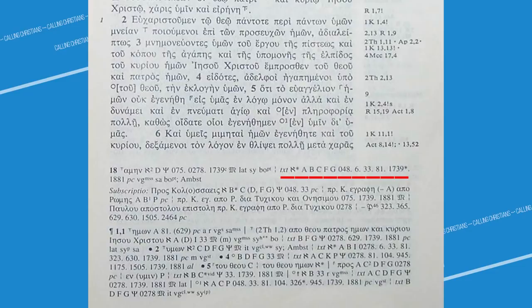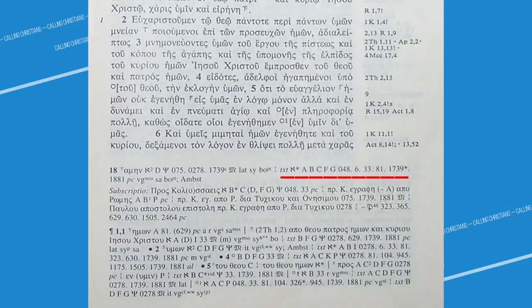That's the letter Aleph that you see there. Then the letter A, which stands for Codex Alexandrinus. Then you have the letter B, which stands for Codex Vaticanus. You have the letter C, which stands for Codex Ephraemi Rescriptus. You have the letter F, which stands for Codex Augiensis. You have the letter G, which stands for Codex Boernerianus, etc. So it goes on and on.